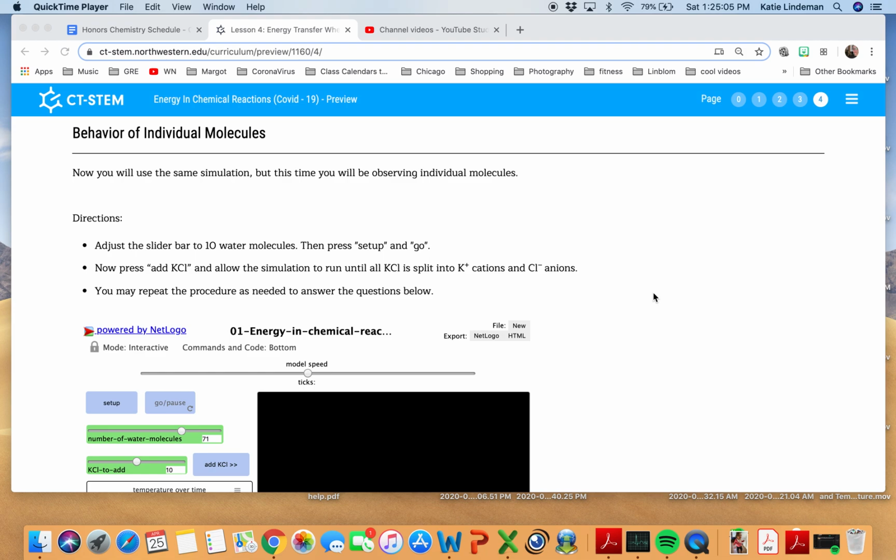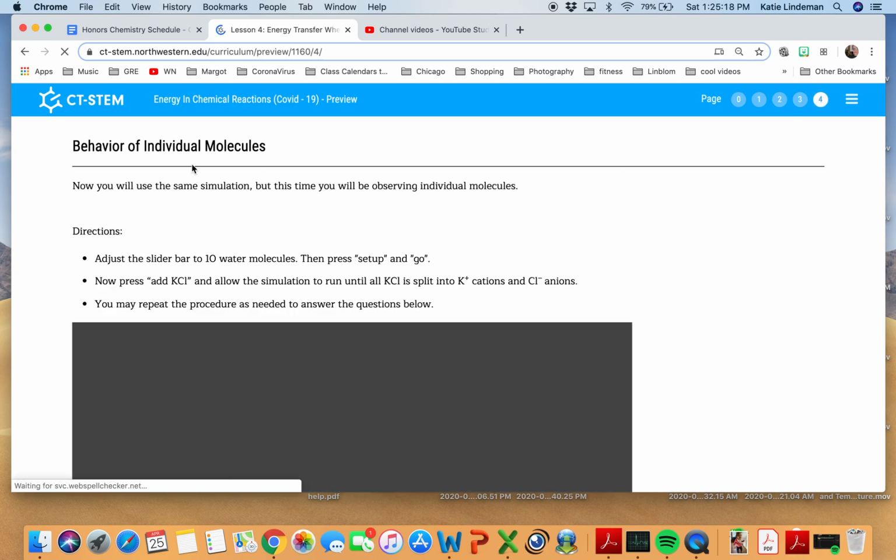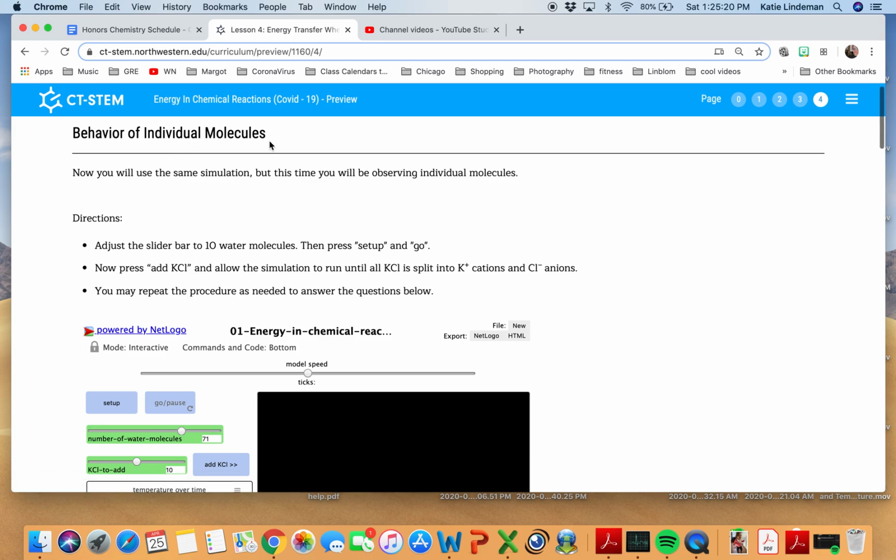Video is meant to talk through page 4 of lesson 4 for the CT STEM curriculum. So now we started last page by looking at behavior of the overall system. Now we are looking at behavior of individual molecules. So we're using the same simulation, but this time we're going to be observing individual molecules.